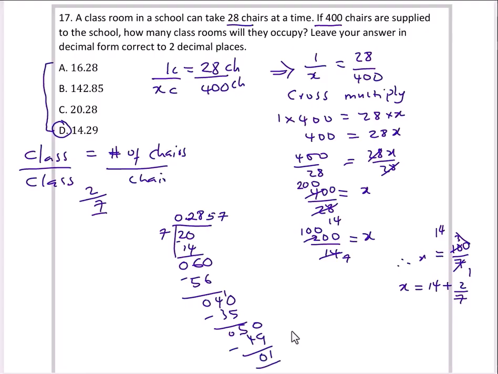Okay, so I want to work with 14 plus 0.2857. I think we have enough here. So we can approximate this to 2 decimal places, because they said leave your answer correct to 2 decimal places. So 14 plus 0.29, right? If you approximate, this one becomes 6, approximate, this one becomes 9. So that becomes equal to 14.29.